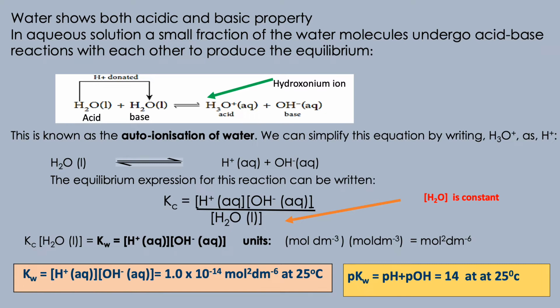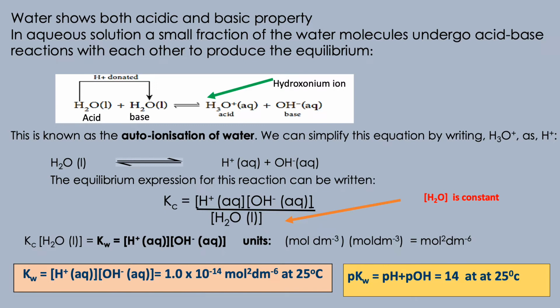Now, the concentration of water is a constant because it is present in large amount. So, we can incorporate the concentration of water into the Kc. So, when Kc is constant, concentration of water is constant. When two constants multiply with each other, we get another constant which is Kw, which is equal to the product of H+ ion times the OH- ion concentration. The new constant Kw is called the ionic product of water.